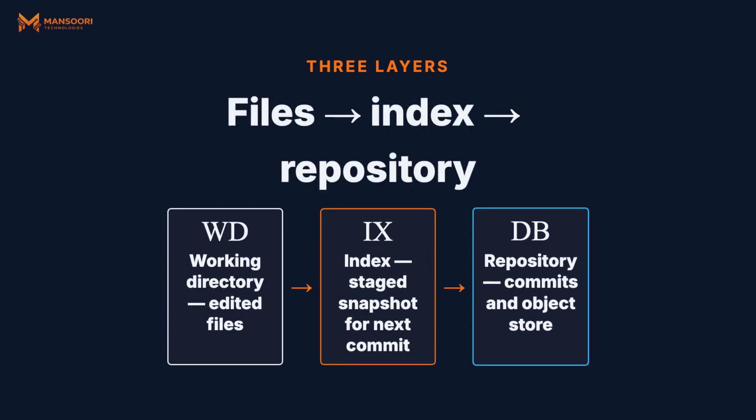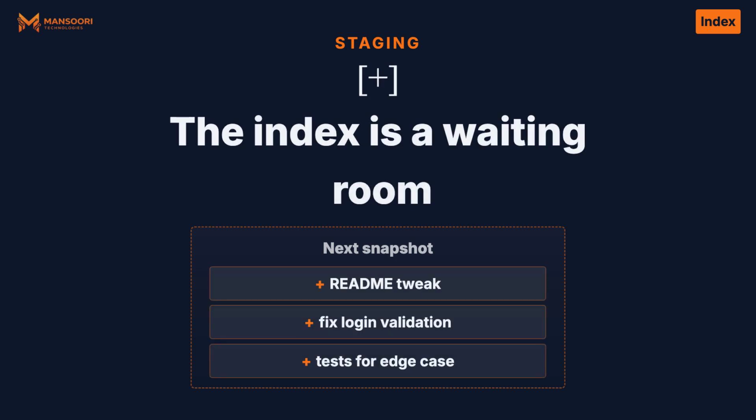Git separates 3 layers. Your working directory is what you edit on disk. The index, or staging area, is the waiting room for the next commit. The repository is the stored history of commits and objects. Think of staging as packaging. You choose which hunks belong in the next snapshot. That is why you can craft small, reviewable commits instead of dumping every edit into one giant change.